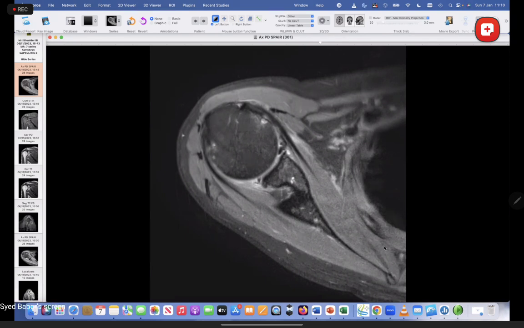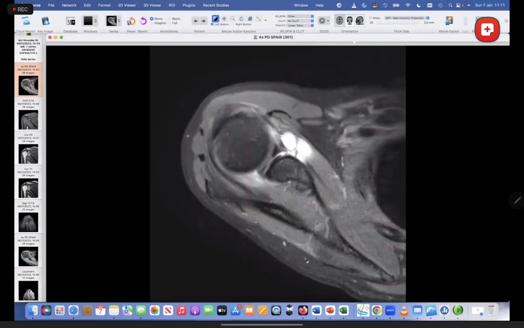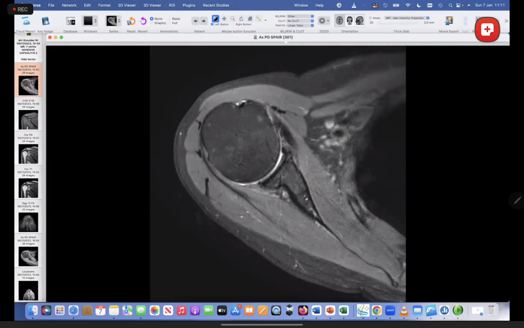So what I tend to do is I normally start by looking at the axial PD fat suppressed sequence. And why do I do that? A number of reasons. Number one, as we scroll through, the first thing it tells me is what is the glenohumeral orientation. So is there any subluxation? Is there any dislocation? So straight away you can look at this sequence and tell in your mind.